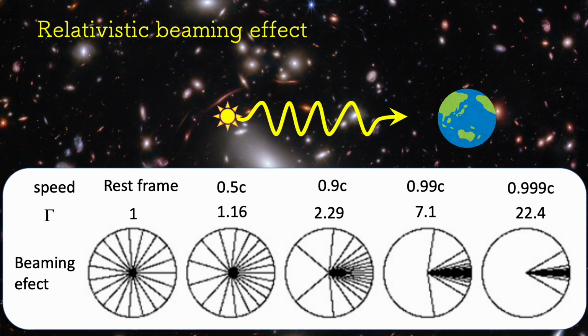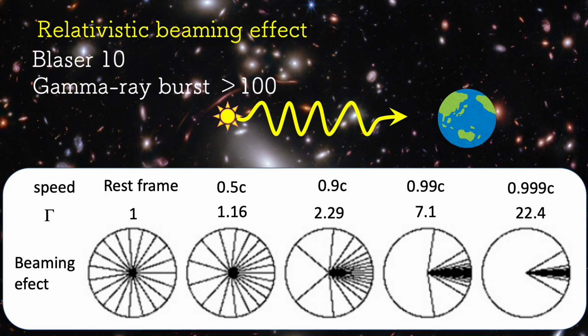Beaming not only brightens objects but also increases the observed energy of their light and compresses the timescale of observed phenomena. This makes beamed objects highly energetic and rapidly variable. For blazars, the required Lorentz factor is around 10, while for gamma-ray bursts, it exceeds 100. This indicates that light-emitting regions move at least 99% of the speed of light.